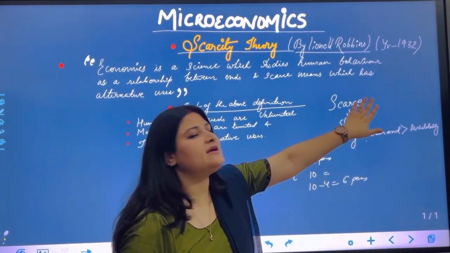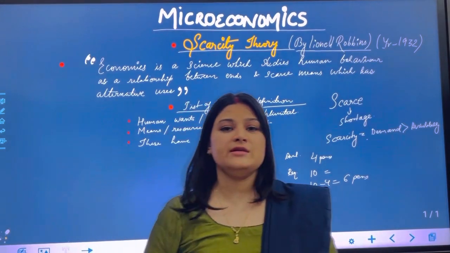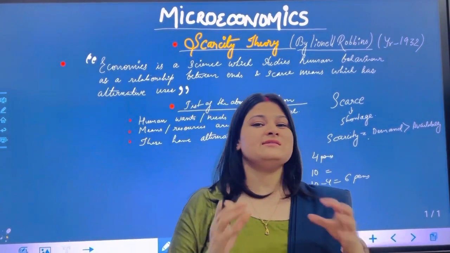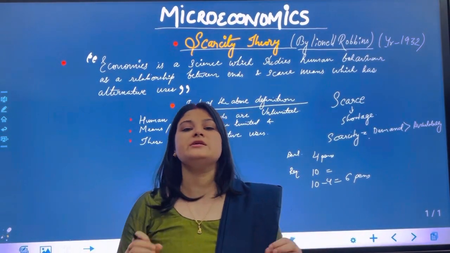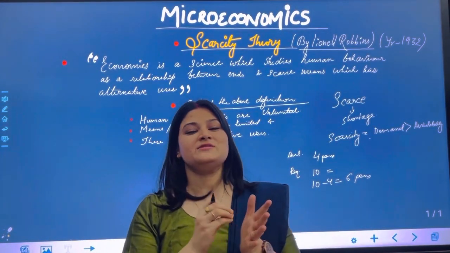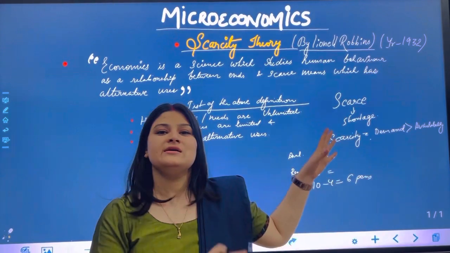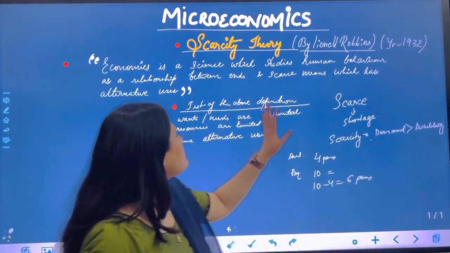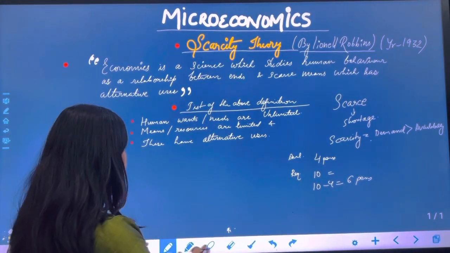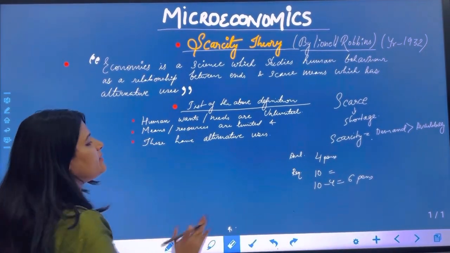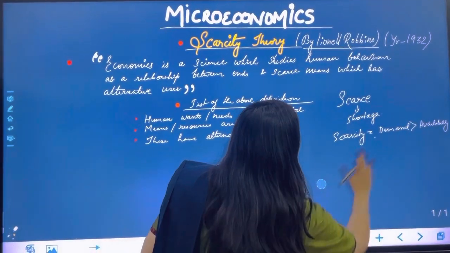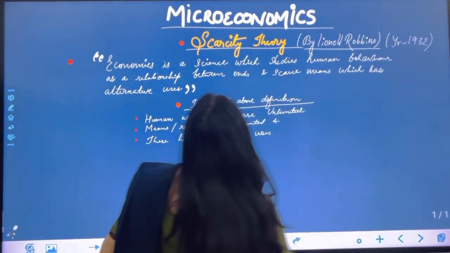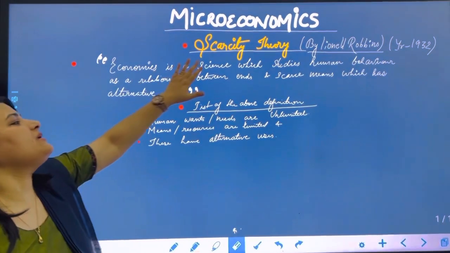This is called scarcity, meaning less, shortage. It doesn't mean non-availability. Remember it. Scarcity doesn't mean non-availability, but less availability of something in comparison to its demand or requirement or want. Now, the theory of scarcity was first given by Lionel Robbins. In this concept, he said what economics actually is.